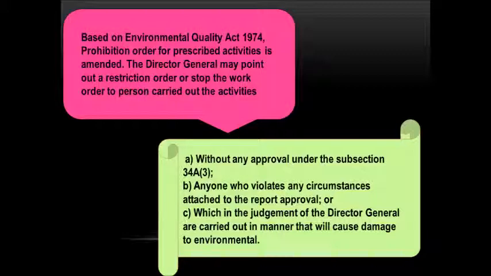First, without any approval under the subsection 34A(3). Second, anyone who violates any circumstances attached to the report approval, or third, which in the judgment of the Director General are carried out in manner that will cause damage to environment.